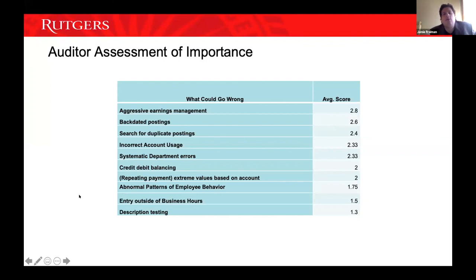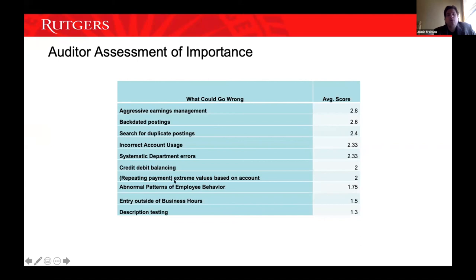So one thing would be if an employee is typically entering journal entries that update one particular type of account, right? If you had an employee in payroll, for instance, updating the wages payable account, and then all of a sudden that employee is updating a work in process account or some other type of account that's outside their scope of normal activity, that would be what we're looking for here.